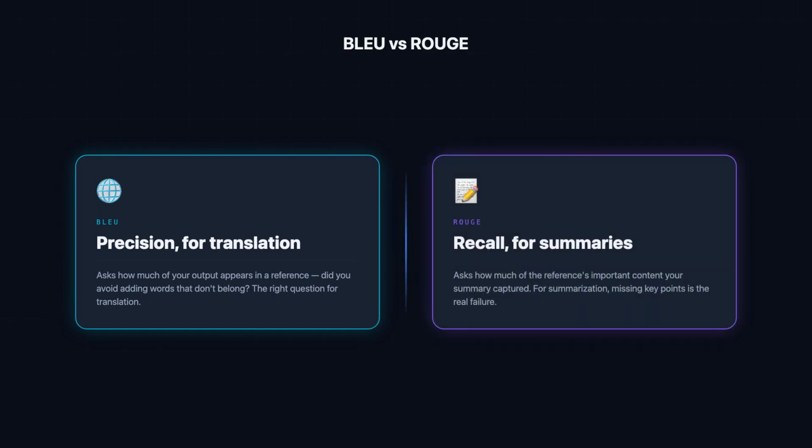Rouge flips the emphasis to recall, and it was built for summaries. It asks the opposite question. How much of the important content in a human reference summary did your generated summary manage to capture? For summarization, missing the key points is the real failure. A summary that leaves out the main finding is useless, no matter how clean the words it did keep. So recall is what matters.